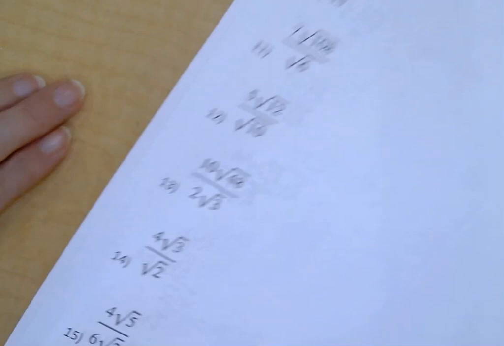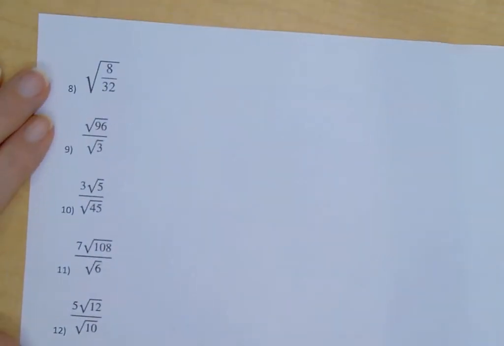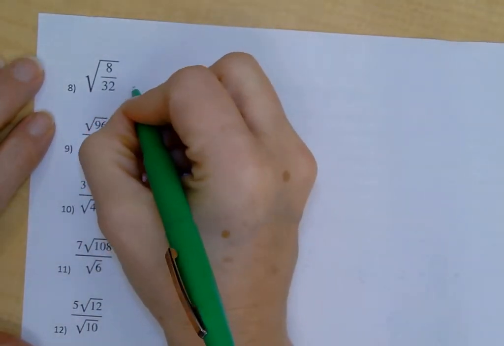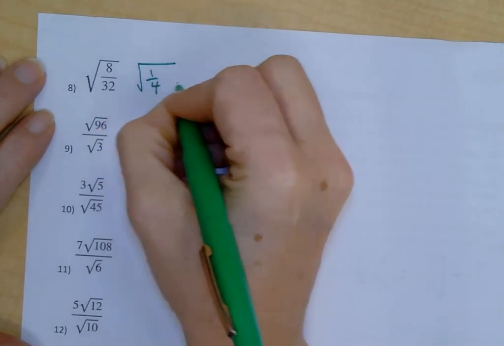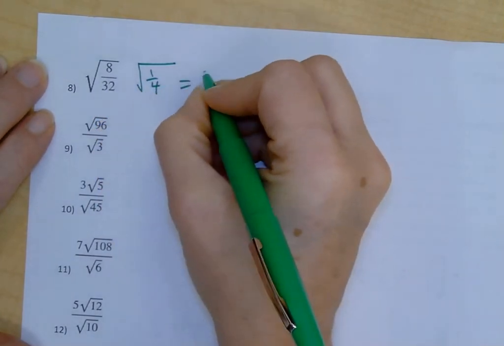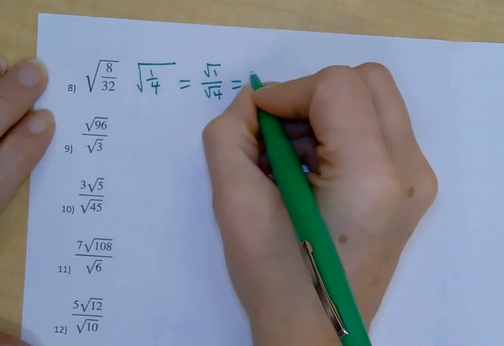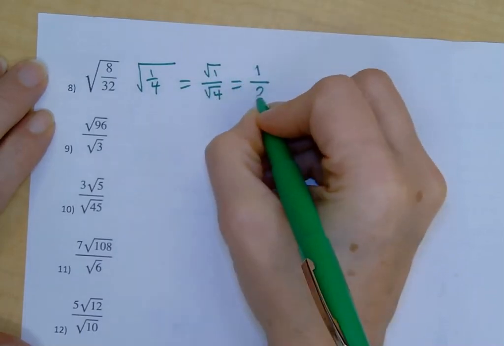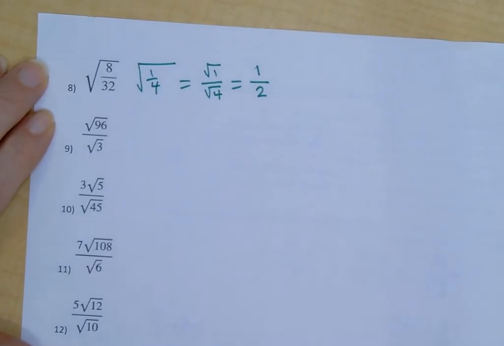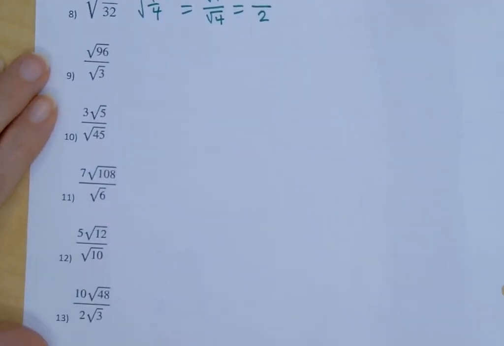Okay, so 8 over 32, I'm going to simplify it first so that I have 1/4. And just like the one that we just did, that gives me the square root of 1 over the square root of 4. I know the square root of 1 is 1, and the square root of 4 is 2. So that's my answer. I don't even have to multiply by radicals, right?